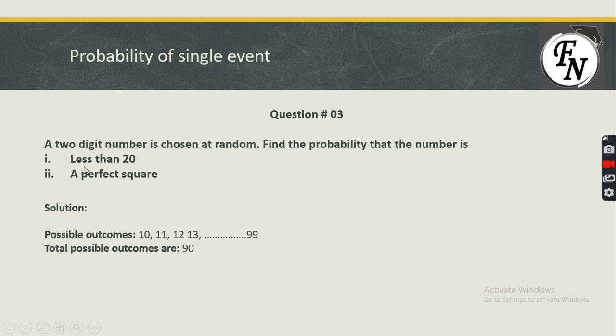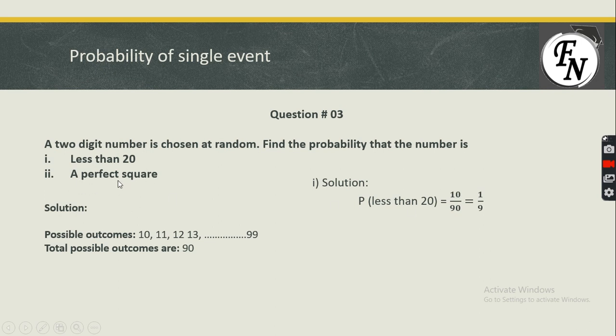So out of this I need to obtain a number which is less than 20. The numbers less than 20 are these 10 numbers: 10, 11, 12, 13, 14, 15, 16, 17, 18, 19, and since it says less than 20, 20 would not be included. So I will write the probability as 10 over 90, and I will cancel the zeros, cancel it with the table of 10, and I obtain 1 over 9.